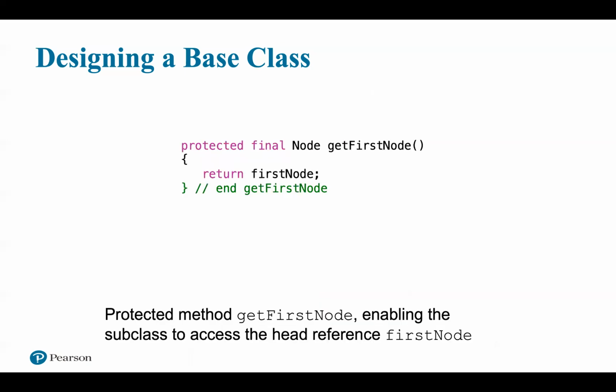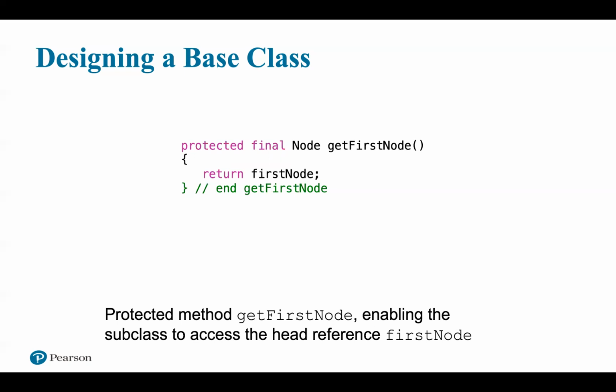To enable a subclass to access the data fields by name without giving this access to the client, we could declare firstNode and numberOfEntries as protected. It is more typical, however, to keep them private and to provide protected methods for only the access we desire. The subclass will need to access the head reference for firstNode, so we provide a protected get method to do this. Since getLength is public, the subclass can get the value of numberOfEntries.